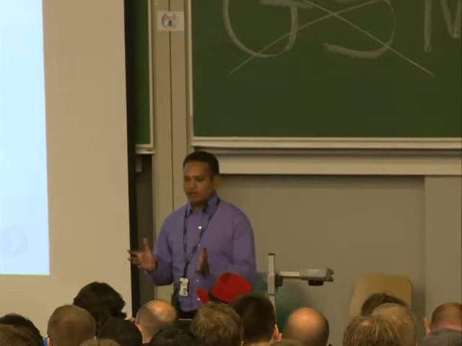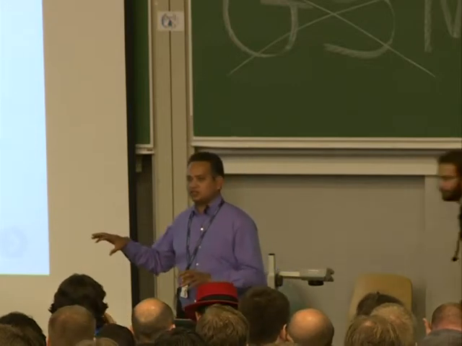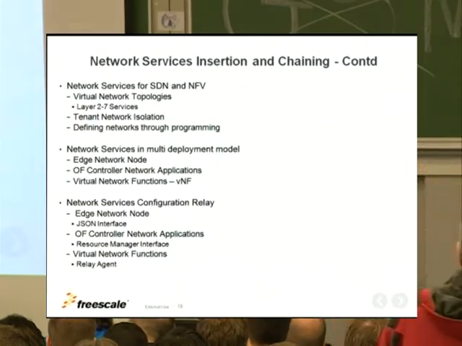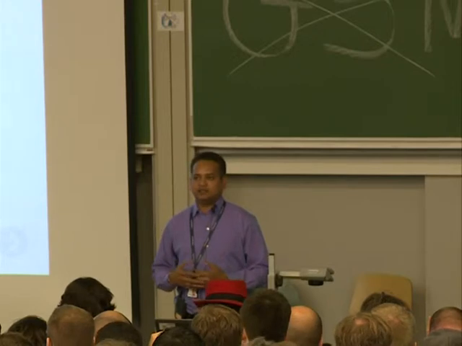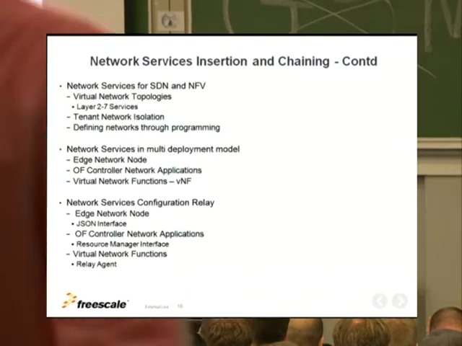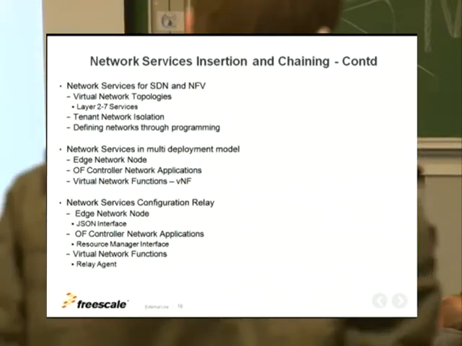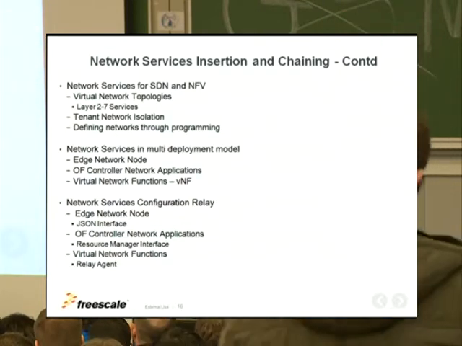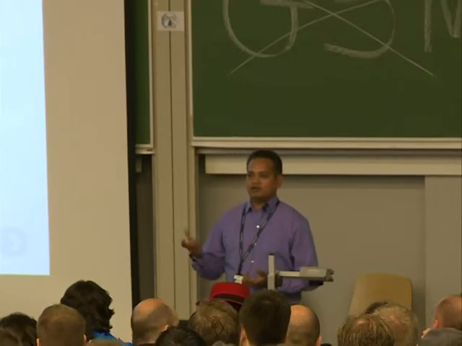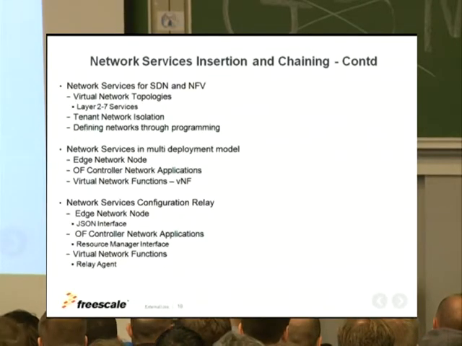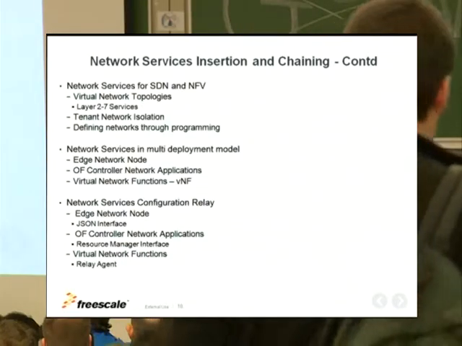So how do we relay the configuration from the OpenStack controller to these virtual functions running inside a virtual machine? For the edge network node, we have the JSON interface, the REST API interface, where we can relay this configuration data from the OpenStack controller to the edge network node. And we have a resource manager for OpenFlow controller network applications, where we capture the configuration data of network functions for the OpenFlow controller network applications.